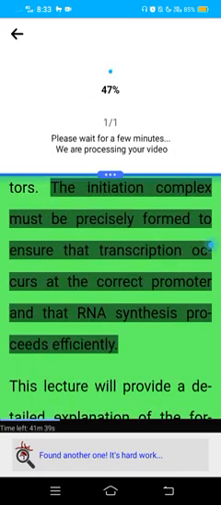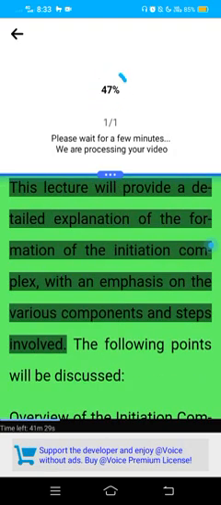The initiation complex must be precisely formed to ensure that transcription occurs at the correct promoter and that RNA synthesis proceeds efficiently. This lecture will provide a detailed explanation of the formation of the initiation complex, with an emphasis on the various components and steps involved.